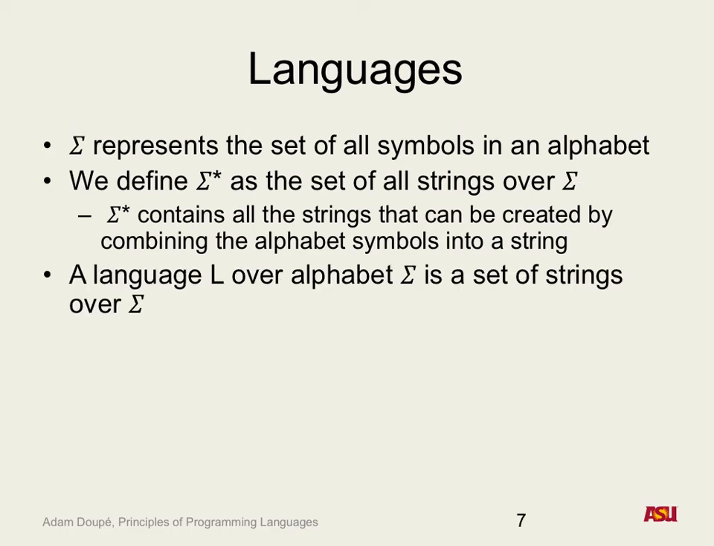So now we're going to define a language. A language is going to be a subset of sigma star, right? Sigma star is all possible strings you could ever write with this alphabet. L is going to be just those strings that are valid programs, or valid according to this language.